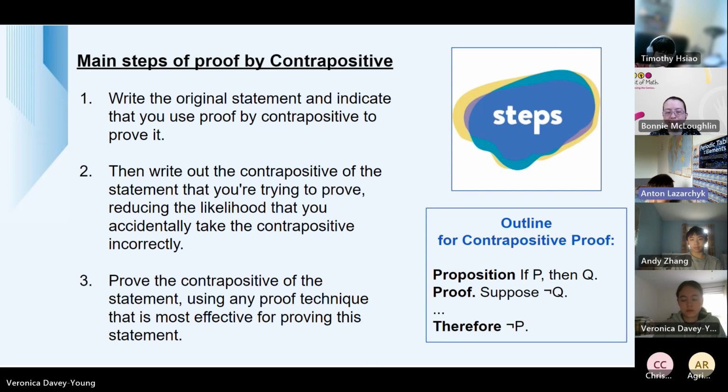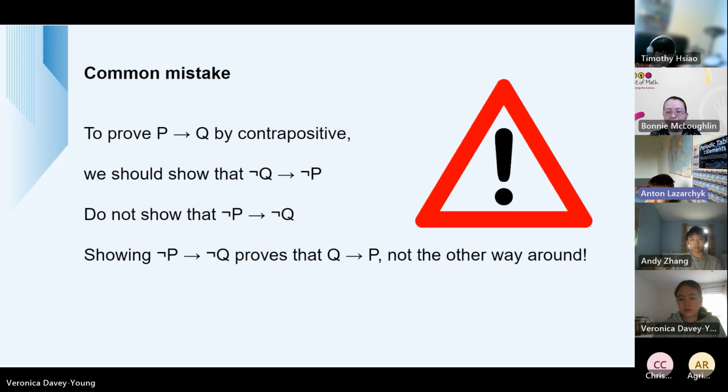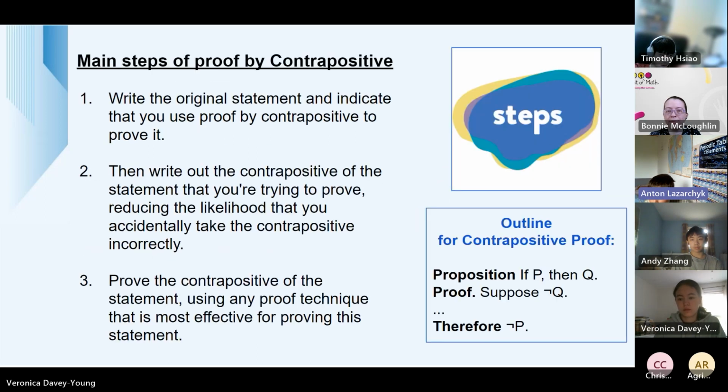So here you can see an outline. Proposition: if P then Q. Proof: suppose not Q, and then we find out, therefore, not P.